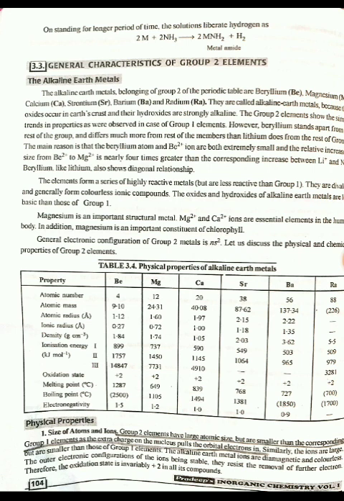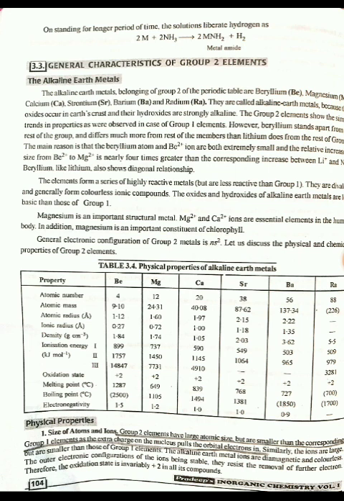The main reason is that the beryllium atom and beryllium 2+ ion are both extremely small, and the relative increase in size from Be2+ to Mg2+ is nearly 4 times greater than the corresponding increase between Li+ and Na+. Beryllium, like lithium, also shows a diagonal relationship.